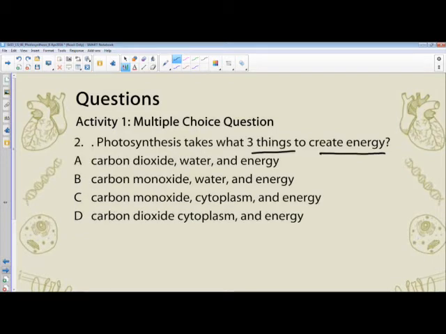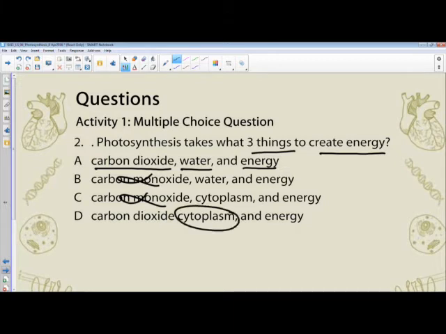Cool. Let's see if the second one gets a bit more challenging. Photosynthesis takes what three things to create energy? Guys, we need to look at the three requirements needed for photosynthesis to produce energy. So let's look at the options. Carbon dioxide, water, and energy, possibly. Carbon monoxide, definitely not, so we can very quickly eliminate that one. What's our last option? Carbon dioxide, cytoplasm, and energy.